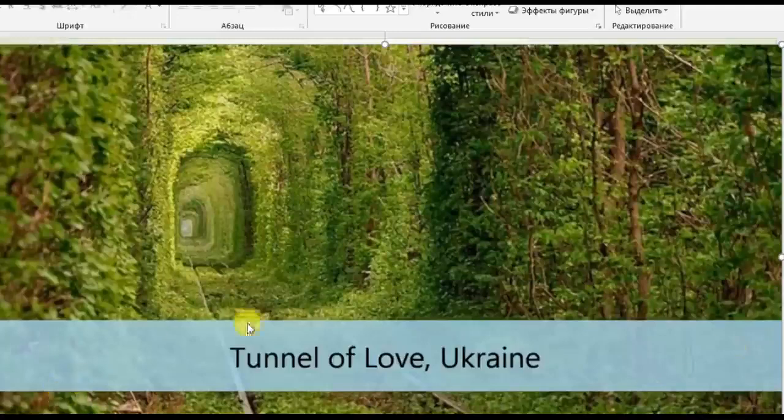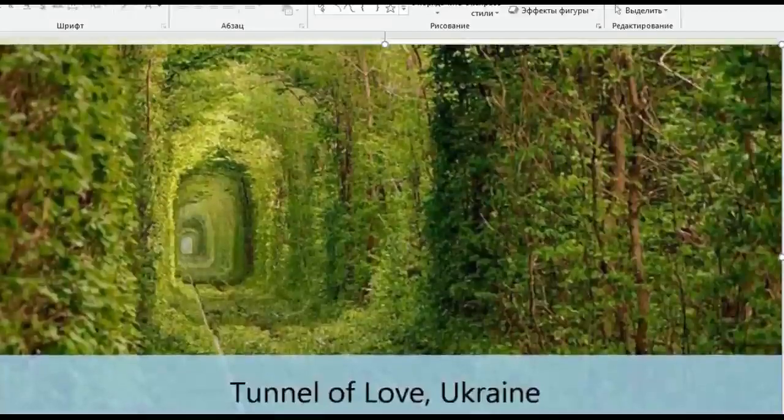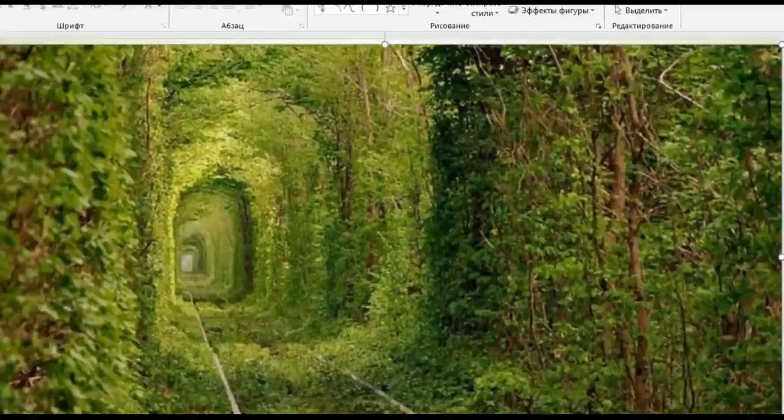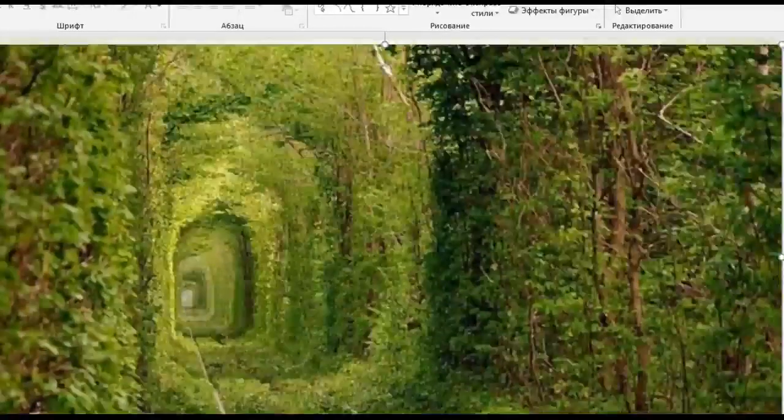Tunnel of Love. It's in Ukraine. This beautiful natural train tunnel is said to grant the wishes of visiting lovebirds. It's just outside the city of Kleven in Ukraine, a nearly 2-mile stretch of private railway that has turned the surrounding trees into an enchanting natural tunnel. So beautiful and amazing place. Here, the train goes through the woods.